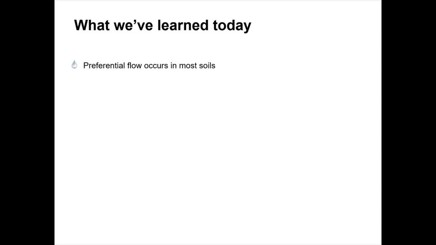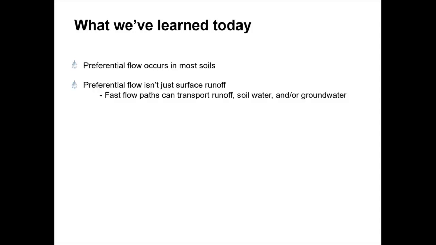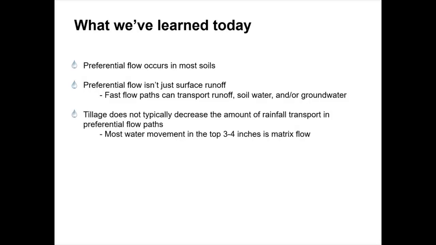So to kind of summarize what we've learned today, preferential flow occurs in most soils. Preferential flow isn't just surface runoff. These fast flow pathways can transport any freely draining water. That could be surface runoff, it could be soil water, it could be groundwater.